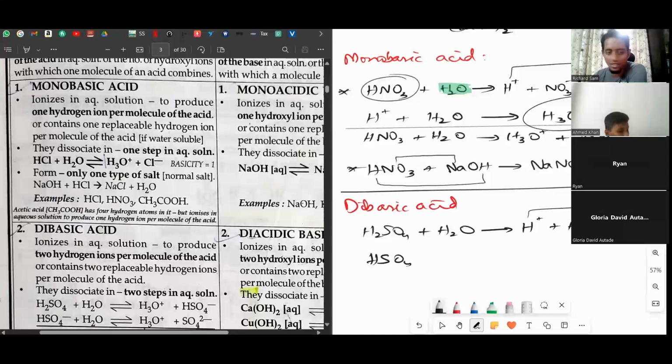Then in the second step, you have still HSO4. You have still one hydrogen that is attached, which is the negative ion now. Here again, this will join with another water molecule. And in this step, this hydrogen also will separate from the SO4. So you'll get another H plus with the SO4 minus.